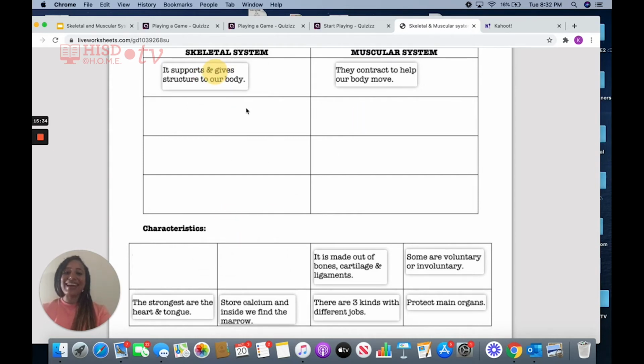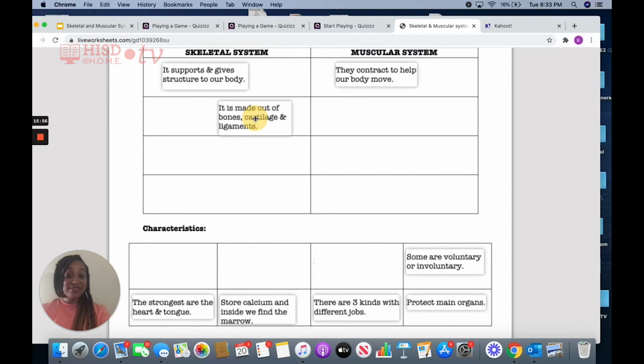Okay, got it there. Having a little trouble putting it under the skeletal system, but we were correct. Next one. It is made of bones, cartilage, and ligaments. So should I place this card under the skeletal system or the muscular system?